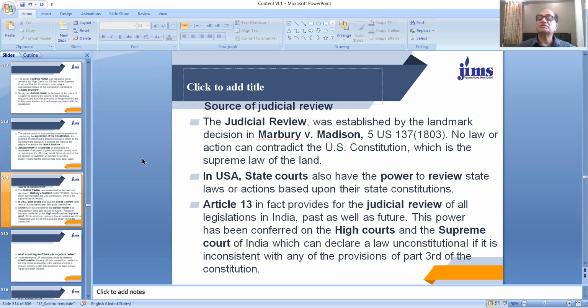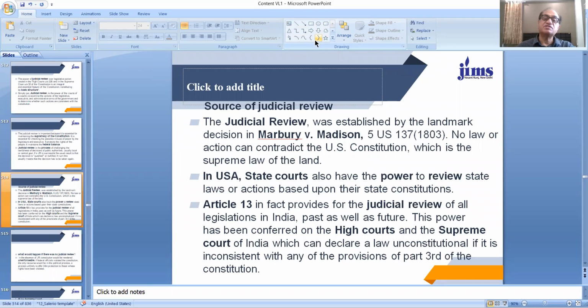If we talk about the American situation, then judicial review was established by the landmark decision in Marbury versus Madison, in which it was said that no law or action can contradict the US Constitution, which is the supreme law of the land. And if any law or any action of the government contradicts the Constitution, it can be judicially reviewed and cancelled.